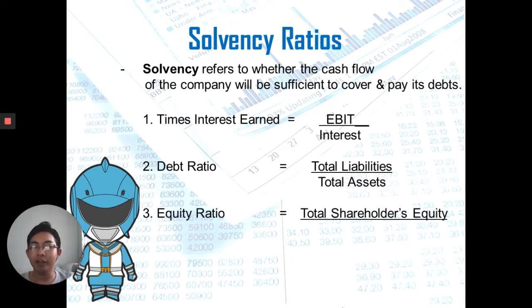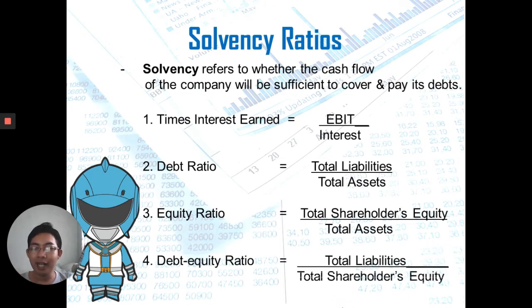Okay? Next is we have the equity ratio, yung kabaliktaran ng debt ratio. The formula is total shareholders' equity divided by total assets. We compute here how much of your total assets came from your shareholders' equity. So, debt ratio plus equity ratio is equal to 100%. And lastly, we have debt equity ratio, which is total liabilities divided by total shareholders' equity. In here, we use it to evaluate long-term financial stability of the business.